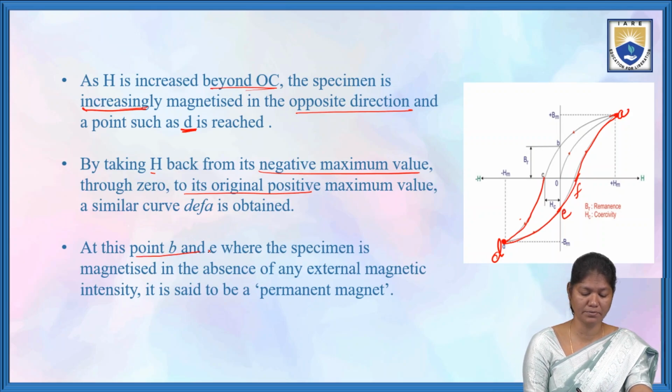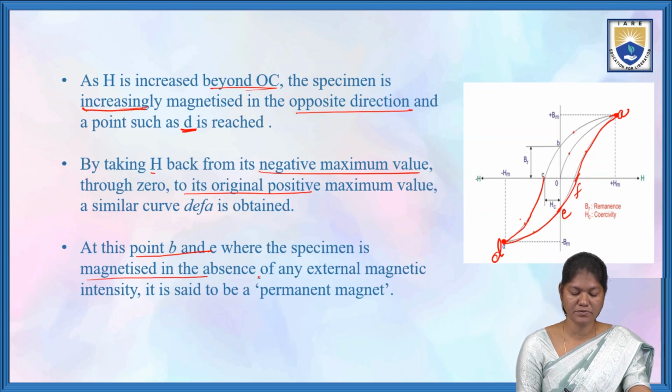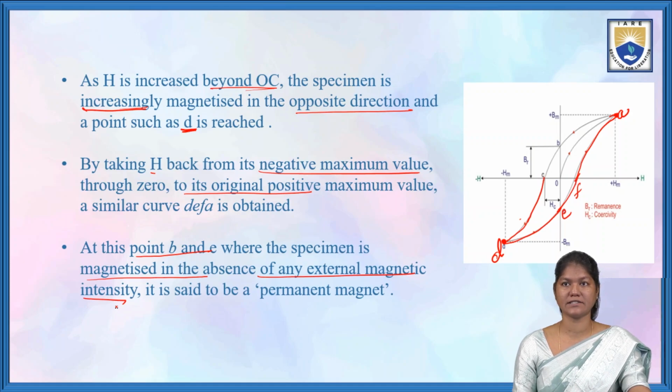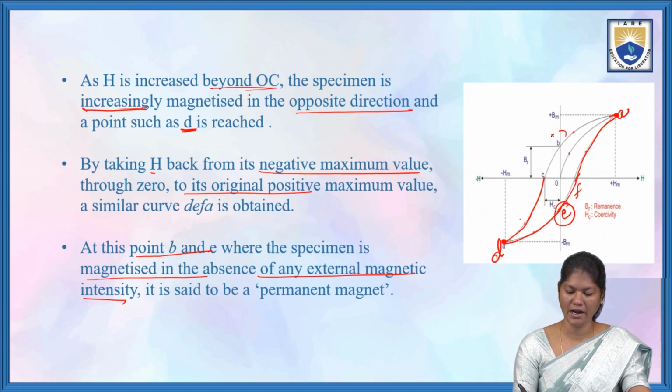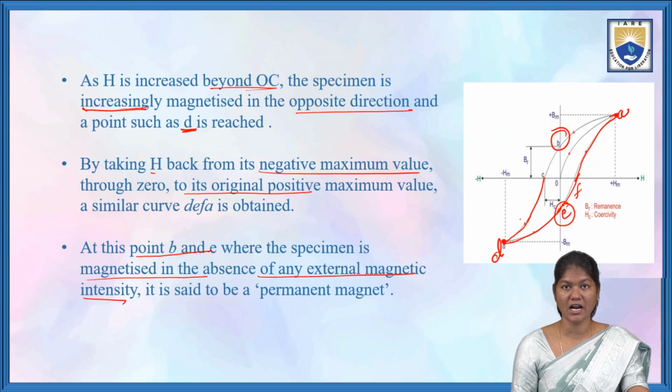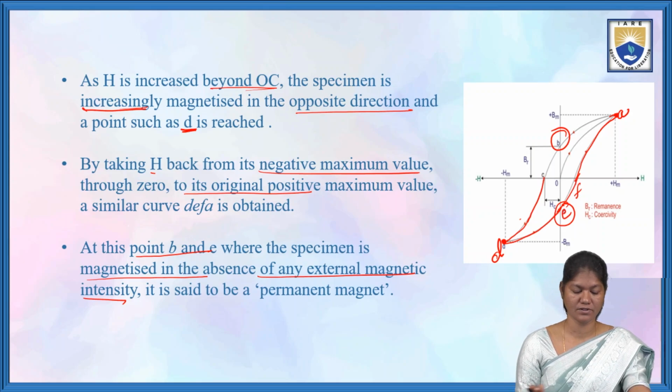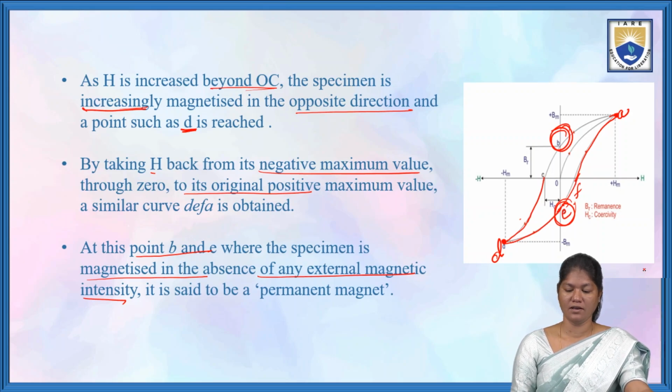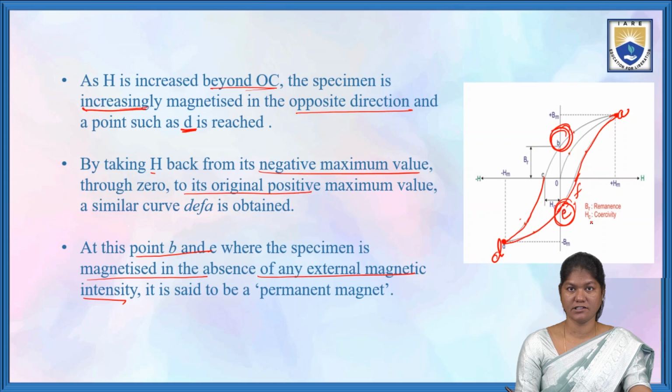At the points B and E, the specimen is magnetized in the absence of any external magnetic intensity, where H is 0, so it is said to be a permanent magnet.